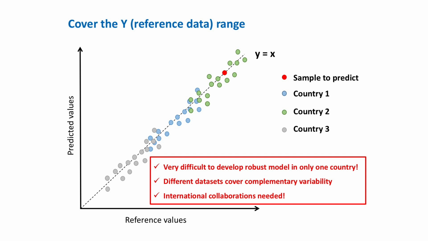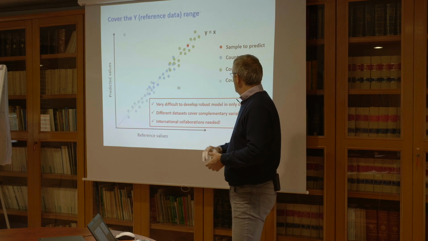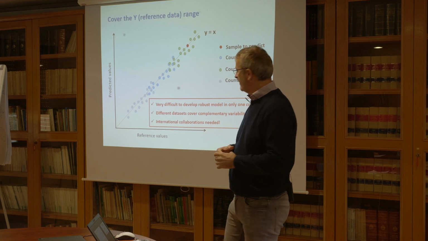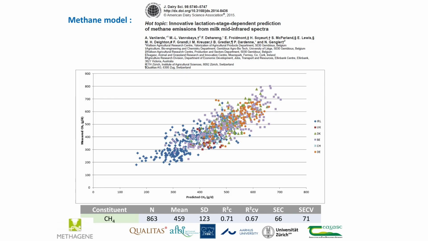An important thing, it's very difficult to develop a robust model in only one country, because in general we don't have the whole variability in only one country. That's why it's very important to build a model with good collaboration between countries. The international collaboration is needed, and the different data sets cover complementary variability. An example is represented here.